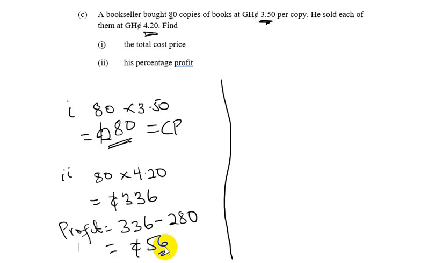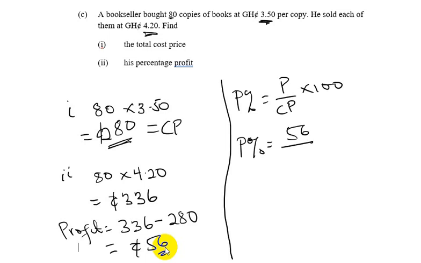We are now coming to the percentage profit. Now percentage profit has a formula, and the formula is what? The profit over cost price times 100. Okay, so the percentage profit is going to be the profit. Now we know the profit to be 56, right? So 56 over the cost price, which is 280, times 100.